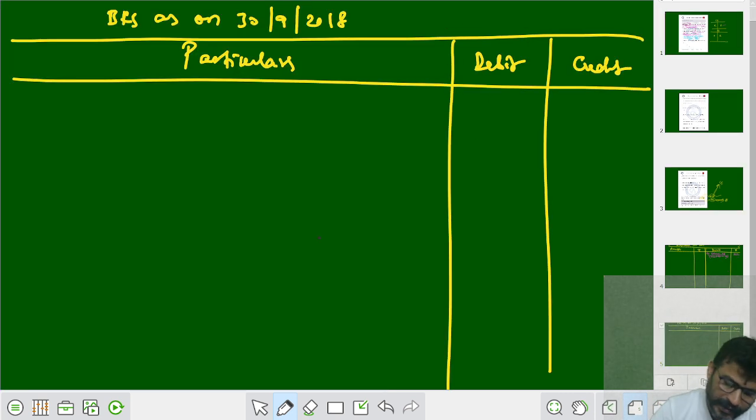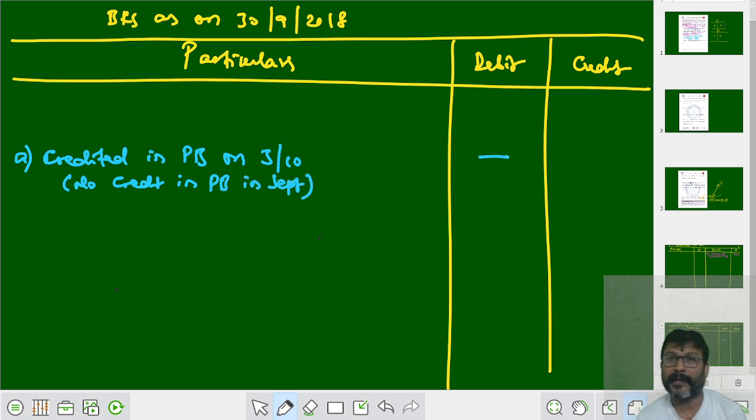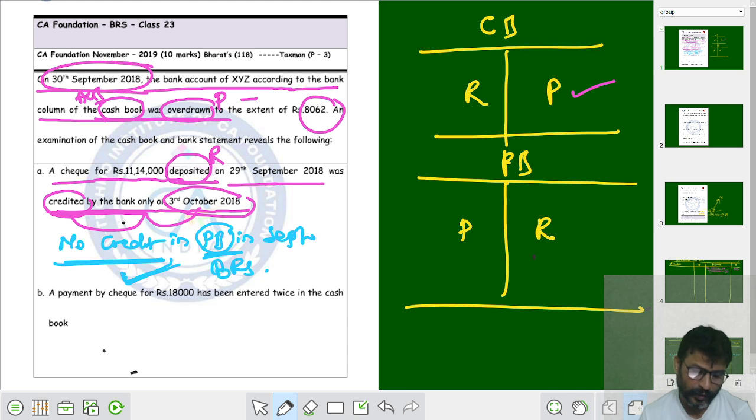So we can write, leave around 4 lines. Take the first point, my dear kids. I think it is point A they have mentioned. Leave around 4 lines, write point A. Credited in the passbook on 3rd October means no credit in the passbook in September. So where should I take it? We have to take it on the credit side with an amount of 11,14,000, if I am right. Fine, my dear kids.